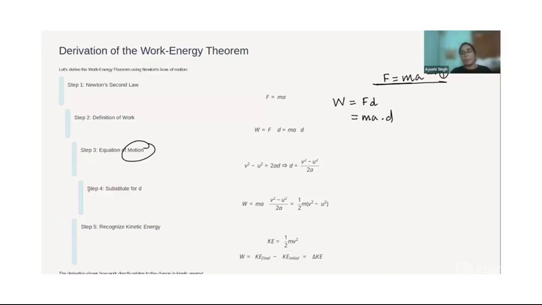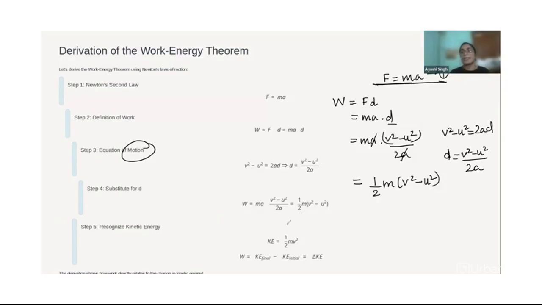Now let's go to motion. In motion, you have seen the equation v square minus u square is equal to 2ad. From here, you can calculate the displacement as d equals v square minus u square upon 2a. Let's put the value of d in the next step: ma into v square minus u square upon 2a. Now a and a will cancel. What we are getting at this stage is 1 by 2 m into v square minus u square.